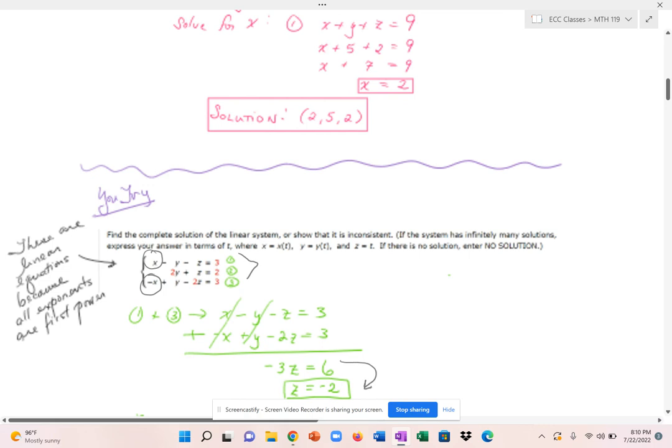And once I solve for z, you're really ready to go, because then you can plug in z in equation 2 and solve for y, and then plug into either equation 1 or 3 to get your value for x. So you should try finishing that up. That's it for this lesson. Good luck.